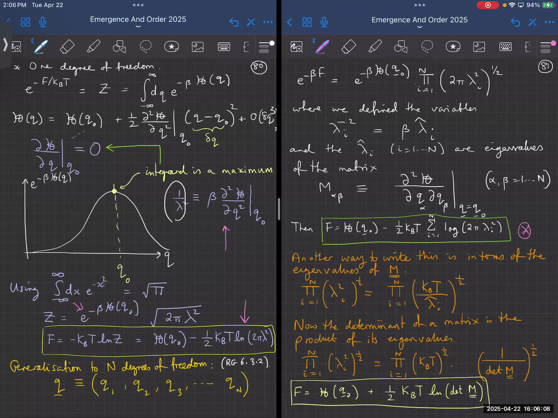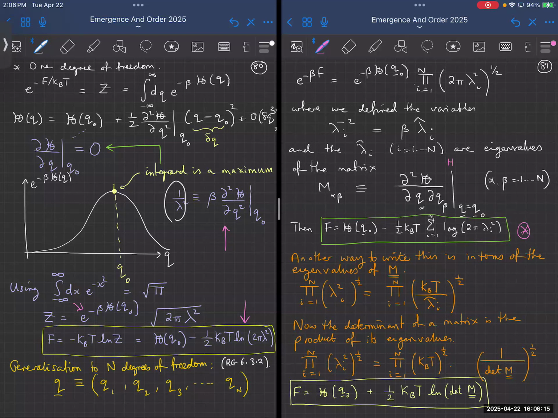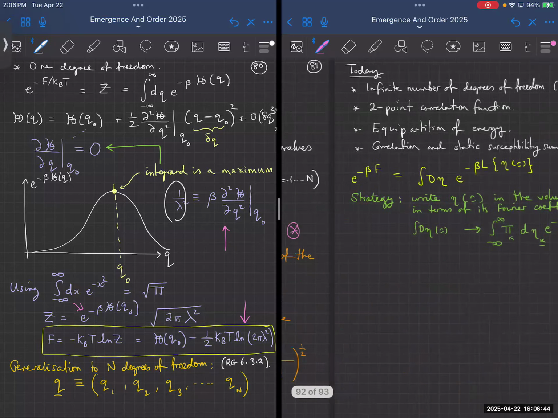And then one way to write this is we can note that if I look at the matrix M, this Hessian matrix as it's called, then the product of the eigenvalues is just the determinant of the matrix. And so we can write in terms of the determinant of the matrix, the free energy is just the mean field value evaluated at the saddle point, the point where the slope is 0, and then half kT times the logarithm of the determinant of the matrix. So that's what we did last time.